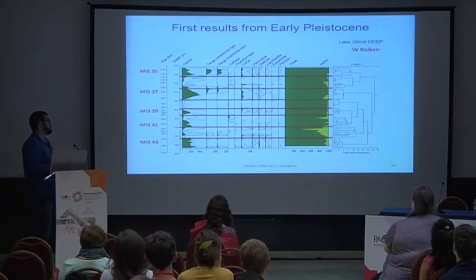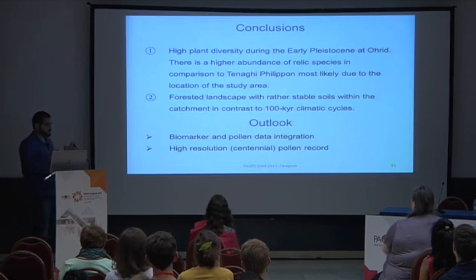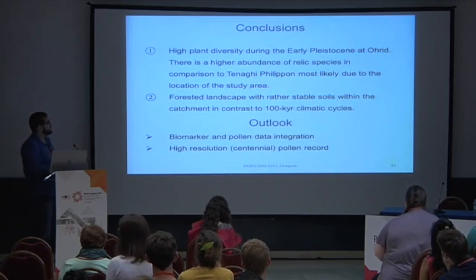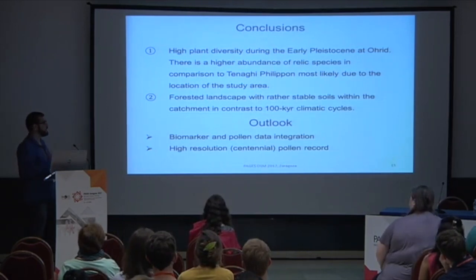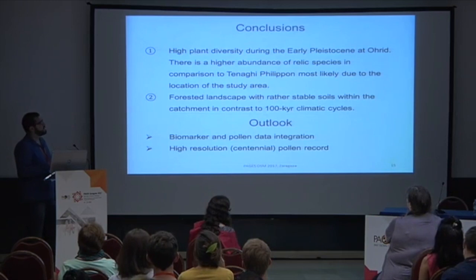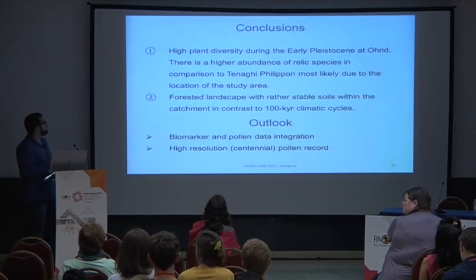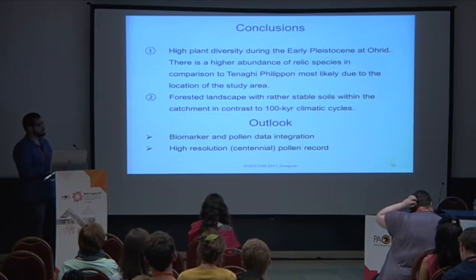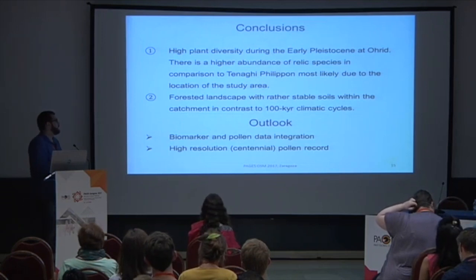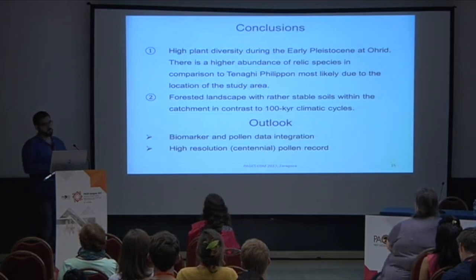So, in order to put this together, I would like to mention that we were expecting that the site, because of its location on the western flanks of the Balkans, would host a higher biodiversity and higher percentages of trees in comparison to Tenaghi-Philippon. It's also known from the area, the record of Ioannina, that it's a refugial site, so the Western Balkans really hosted forests, and we also see that the landscape was rather forested.